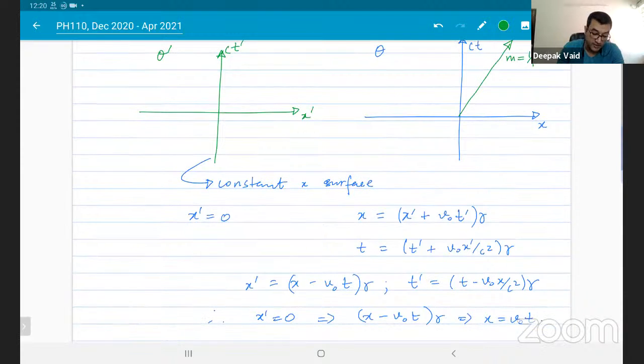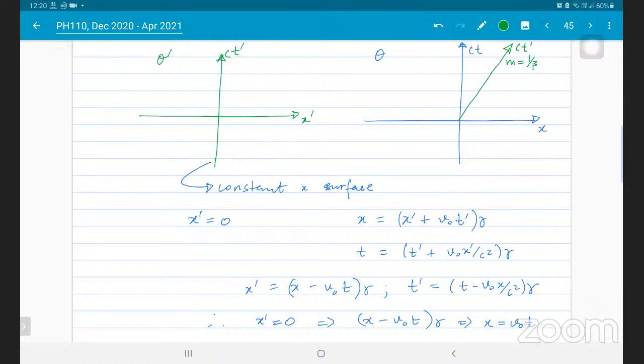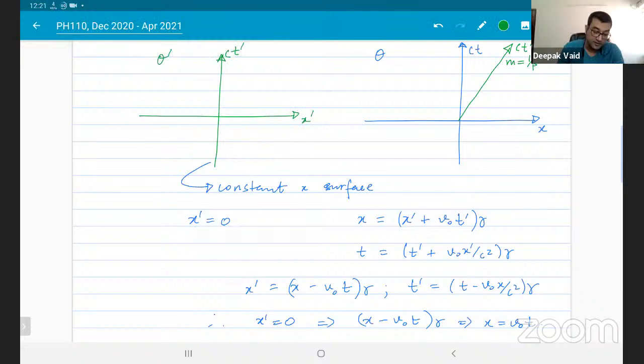Right? And which is this line? This line is CT prime. Okay. So this line is CT prime. It's this observer's time axis, right? It is also the same as what this observer's trajectory looks like in this frame of reference.